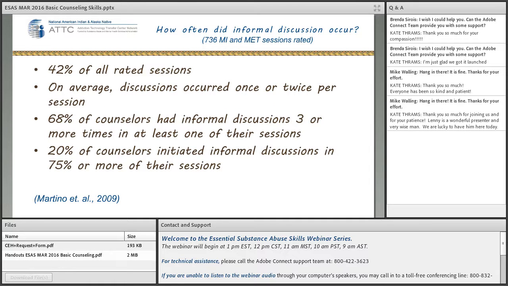How often did informal discussion occur? In 42% of all rated sessions, on average, discussions occurred once or twice per session. 68% of counselors had informal discussions 3 or more times in at least one of their sessions. 20% of counselors initiated informal discussions in 75% or more of their sessions.